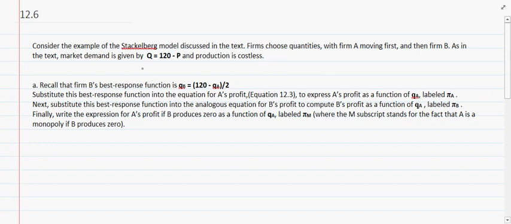As in the text, the market demand is given by Q equal to 120 minus P, and production doesn't cost anything. Part A of the question tells you that B's best response function is given by QB equal to (120 minus QA) divided by 2, and asks you to substitute the best response function for firm B into the profit for firm A, to find the expression for the profit for firm A in terms of QA. Okay, so we're going to do that first.